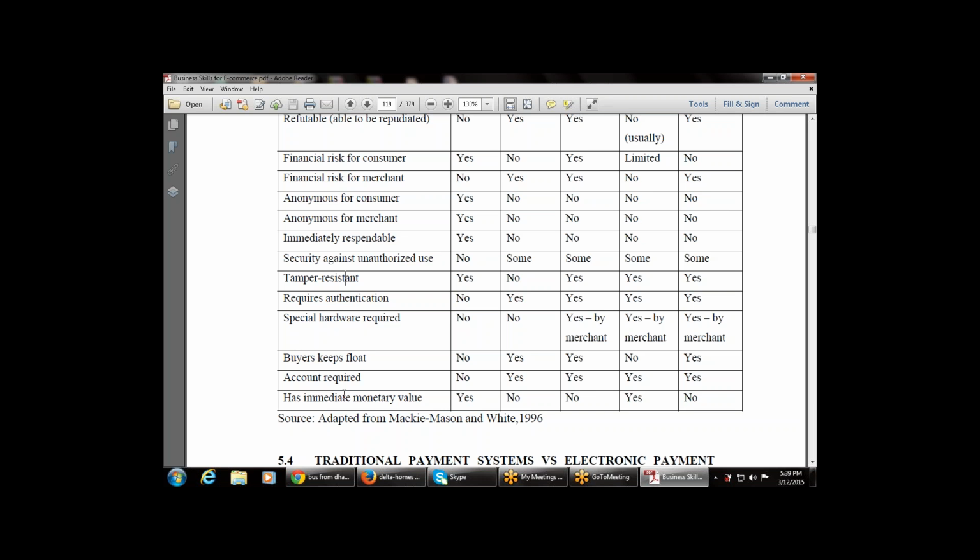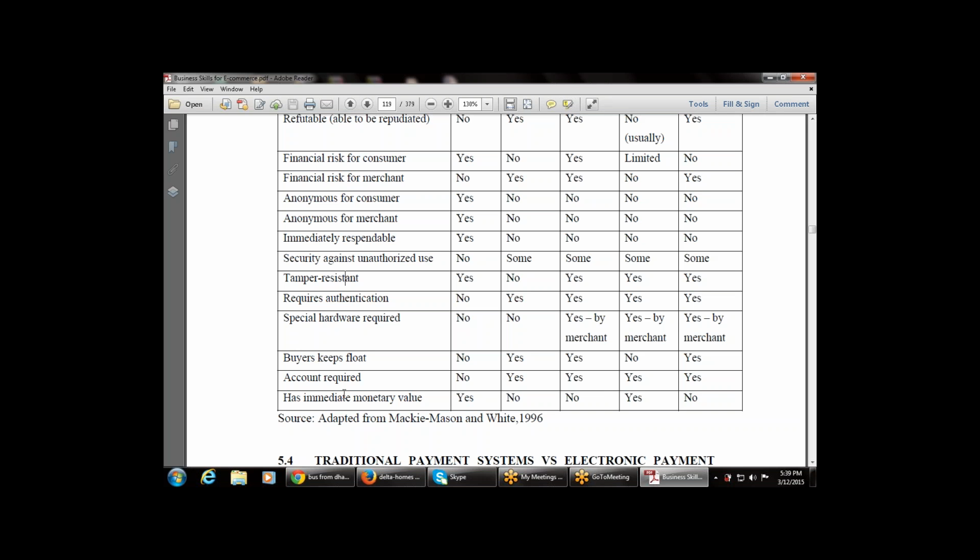Has immediate monetary value: yes, no, no, yes, no. Then account required: no, yes, yes, yes, yes. Then banks keep float: no, yes, yes, no, yes. So this source is adapted from MacKie-Mason and White 1996. These are the various dimensions required for the e-payment system.